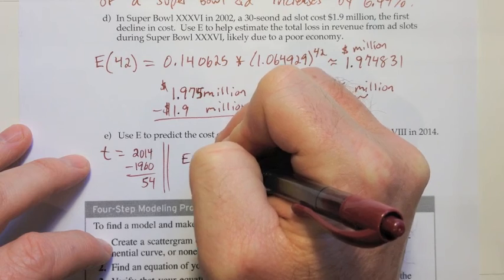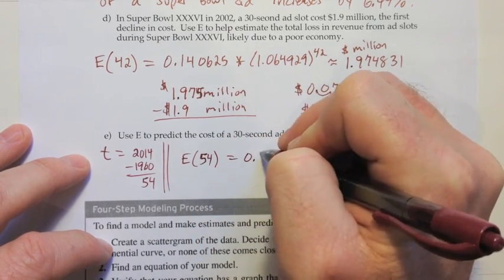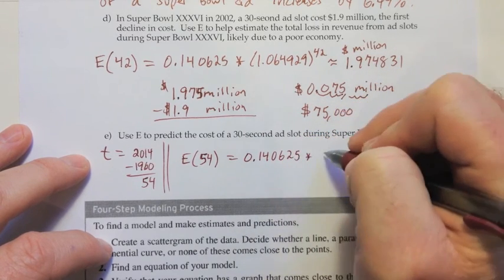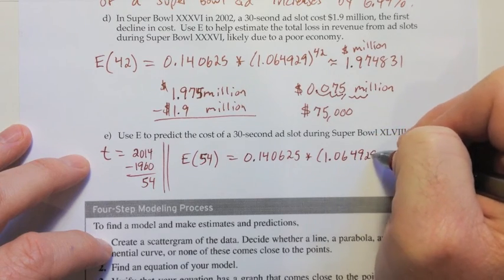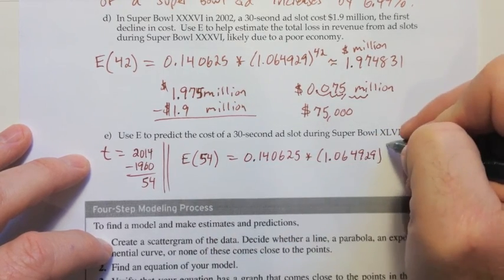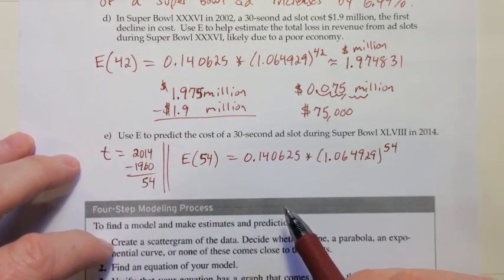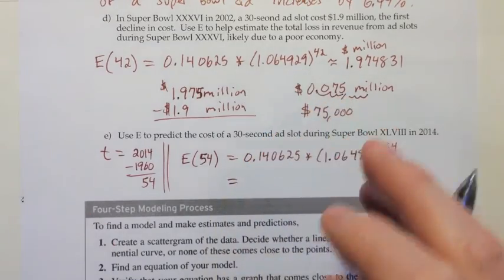And then how much would we expect the ad to cost in that year? That would be E of 54. So that'd be 0.140625 times the base of 1.064929 raised to that power of 54. And they're asking us to use E, and I would want to use E because it looks like the better fit to the data. So let's see what we get out of that.